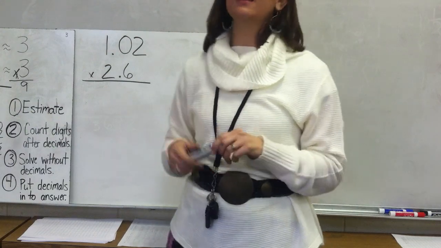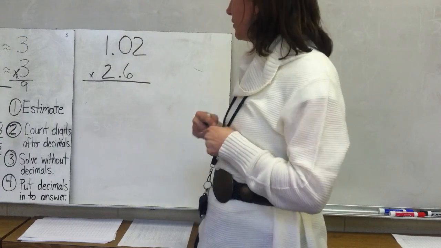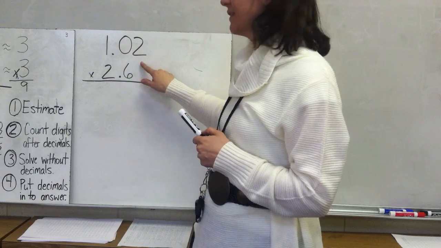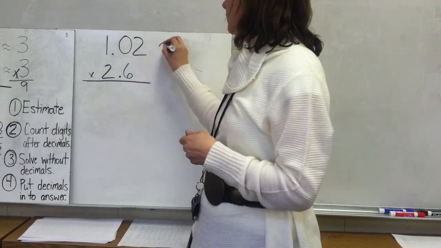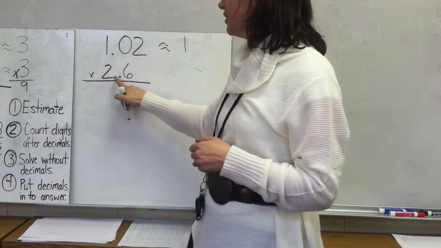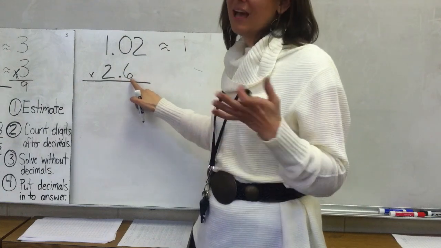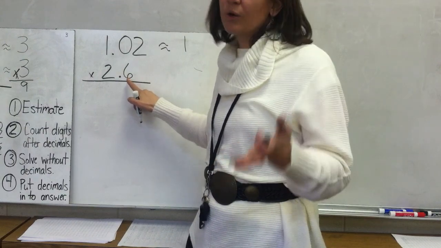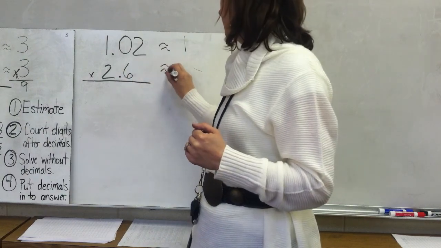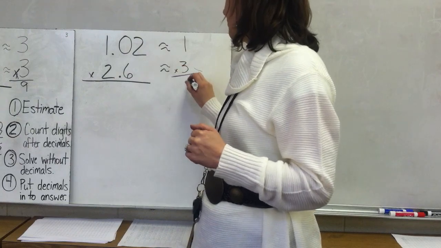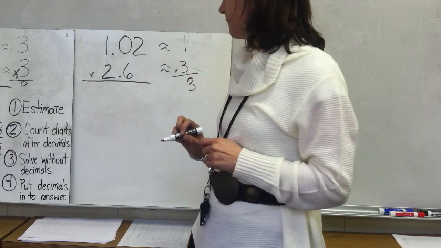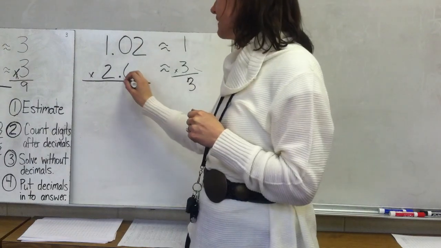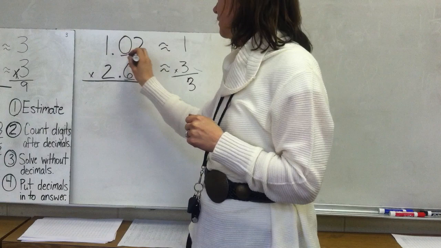Okay, so hopefully you've had enough time to do the problem. Step 1 is to estimate. We have 1 and 200ths. That's really close to 1. We have 2 and 6/10. It's kind of really close to being in the middle between 2 and 3, but because this is a 6, we're going to bump it up to 3. So we know our answer has to be pretty close to 3. What's the second step? We're going to count the places after the decimal.